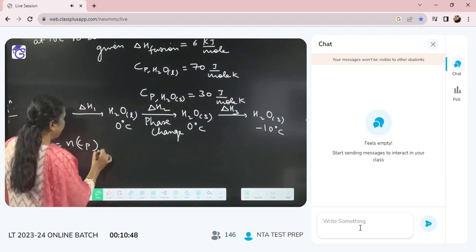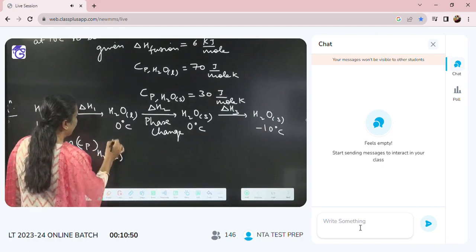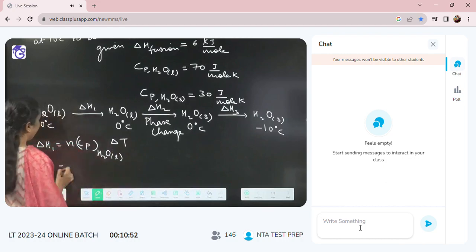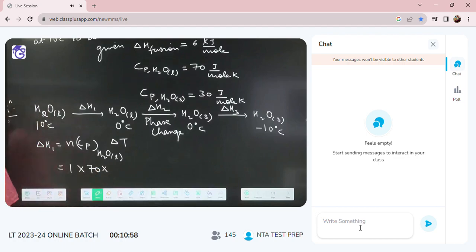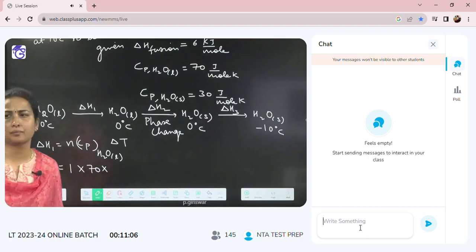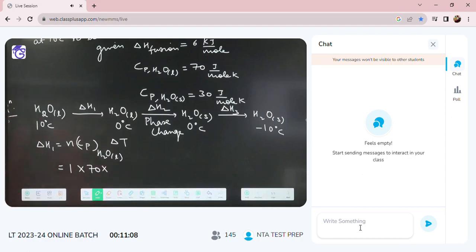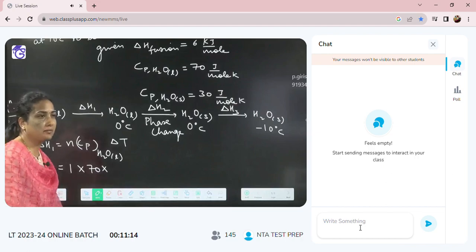So I will be writing this one for H2O liquid. Tell me about delta T. Number of moles is 1. You have Cp as 70. What is the value of delta T? Yes, good. Sham and Fatima have replied. What is the value of delta T here? 10 or minus 10?